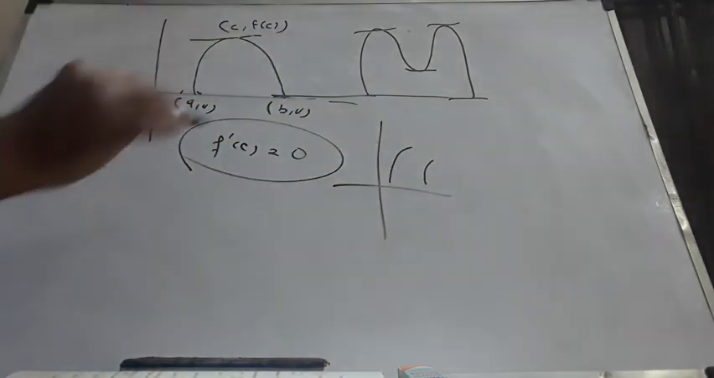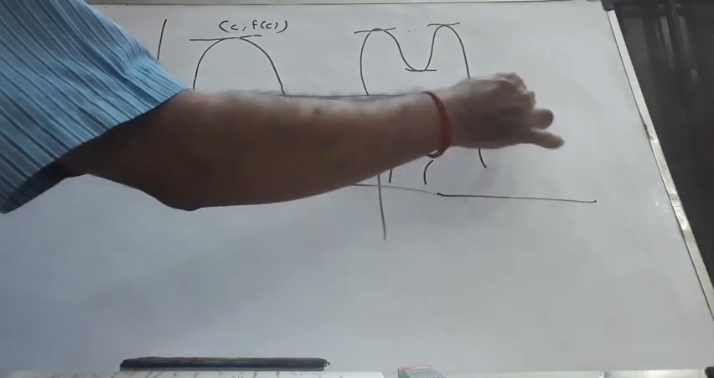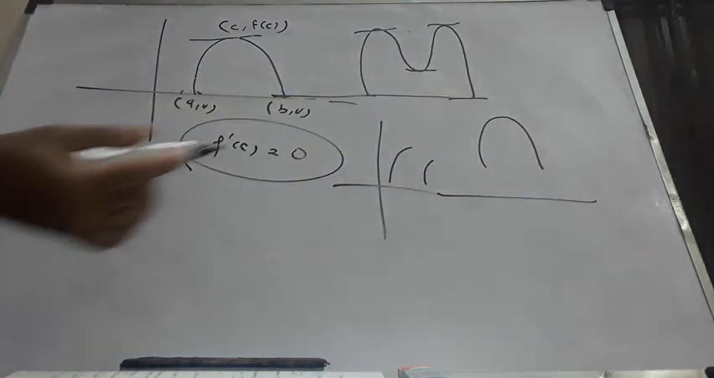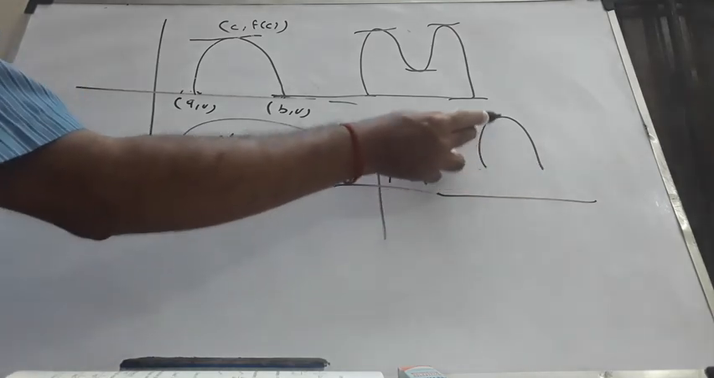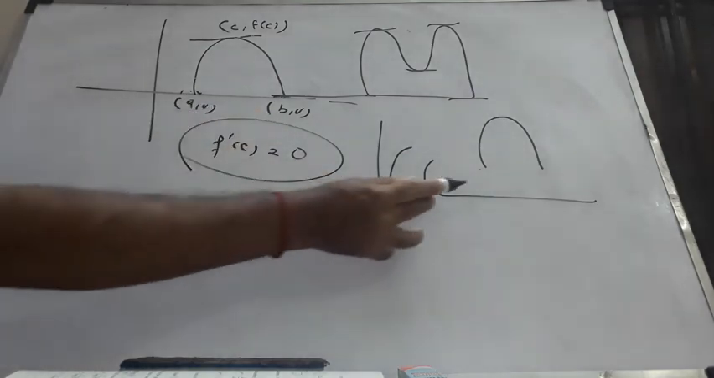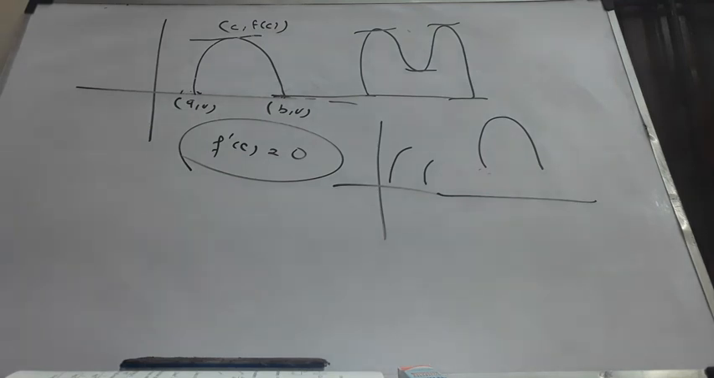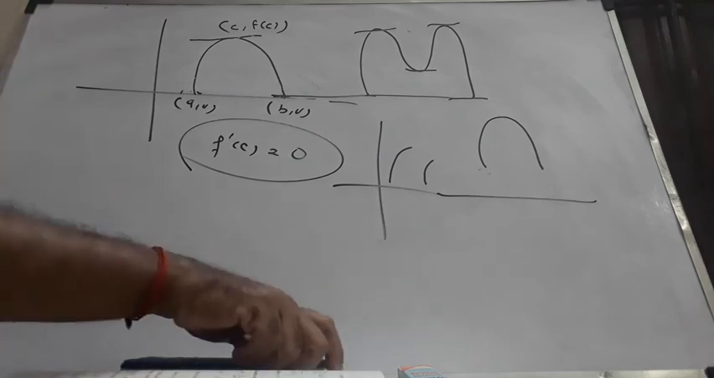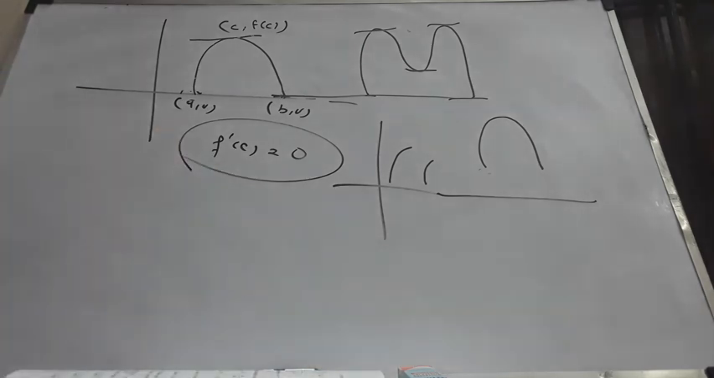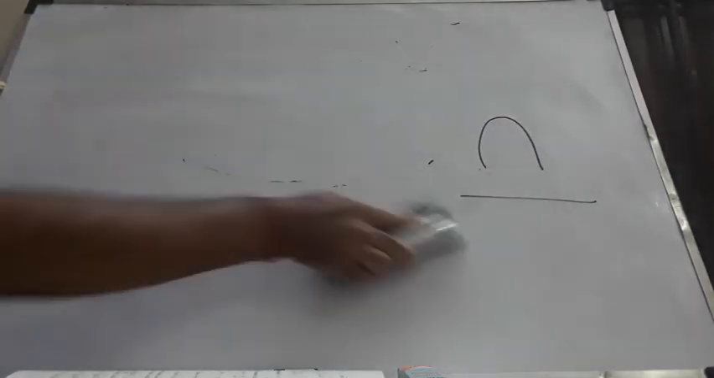Then, the third condition, f of a equal to f of b is a must, but equal to 0 is in fact optional. Just listen, because if they both are equal, automatically there will be a turning point like this. But if equal to 0, the points will be on x-axis. Otherwise, the points will be above x-axis. For the third condition, equal to 0 is optional, but f of a equal to f of b is a must. It's very important. This is how we think of the proof of Rolle's theorem.